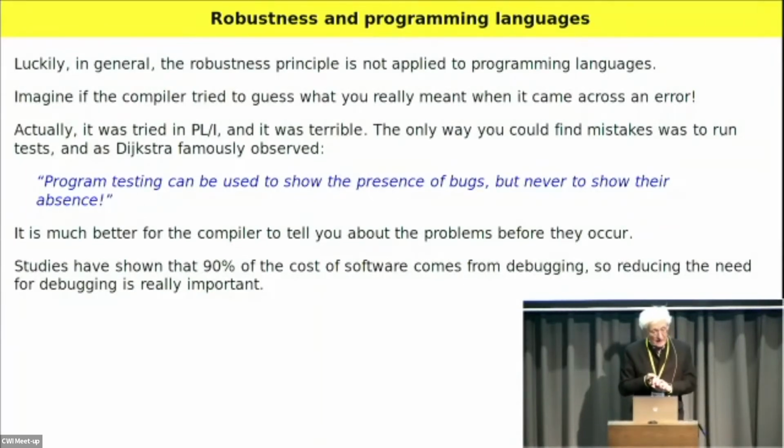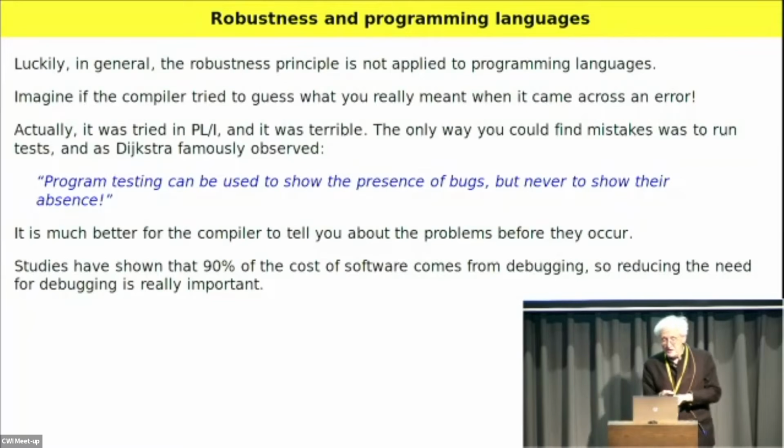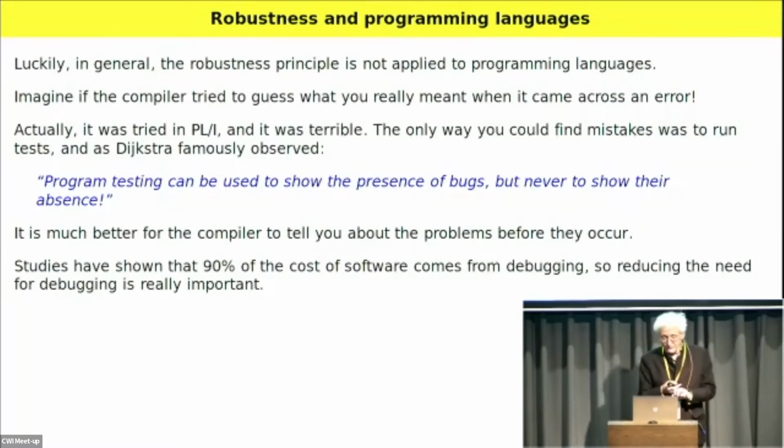But it was actually done in PL1, and it was terrible because the only way you could find mistakes was debugging, running tests. And as Dijkstra famously observed, program testing can only be used to show the presence of bugs, but never to show their absence.